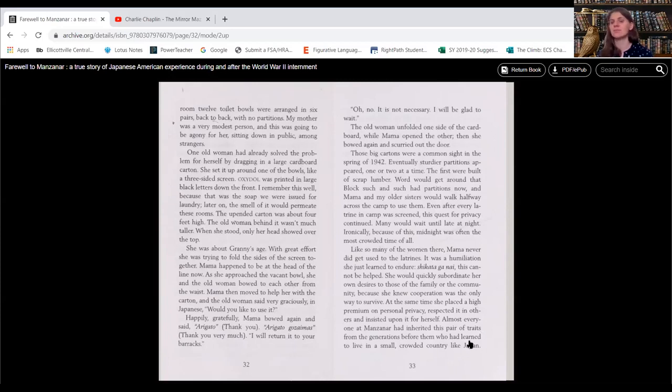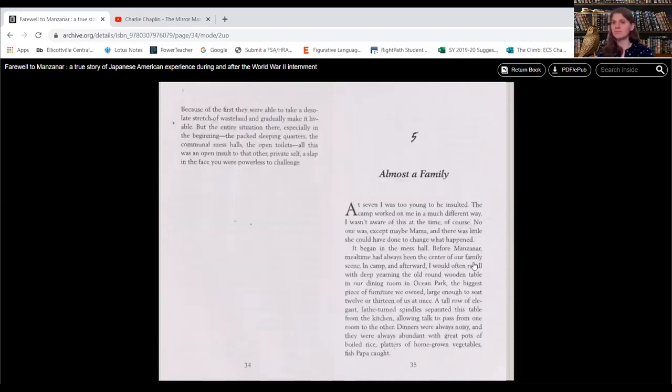Catch that? That's how they'd all lived when they were in Japan. It's a small, crowded country. How has that prepared them for the life that they have in Manzanar? Because of the first, they were able to take a desolate stretch of wasteland and gradually make it livable. But the entire situation there, especially in the beginning, the packed sleeping quarters, the communal mess halls, the open toilets, all this was an open insult to that other private self, a slap in the face you were powerless to change. And that is the end of chapter 4.